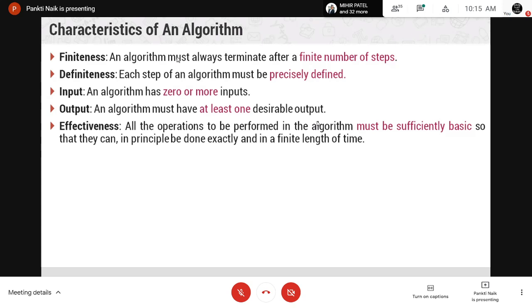Next, whenever you start writing the algorithm, it may be possible that you face various issues. So there are various issues while you write the algorithm. The first issue is how to devise the algorithm, then how to validate the algorithm, how to analyze the algorithm, and how to test a program. These are the different issues when you start writing the algorithm.